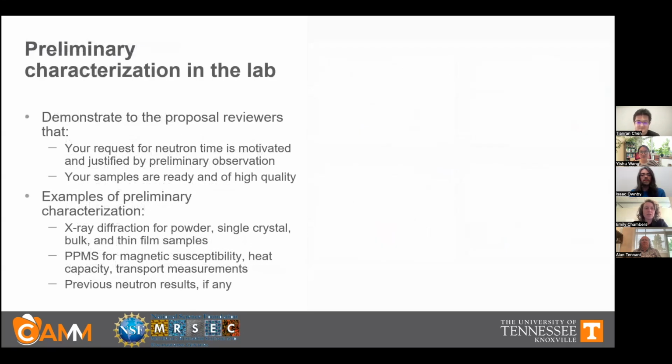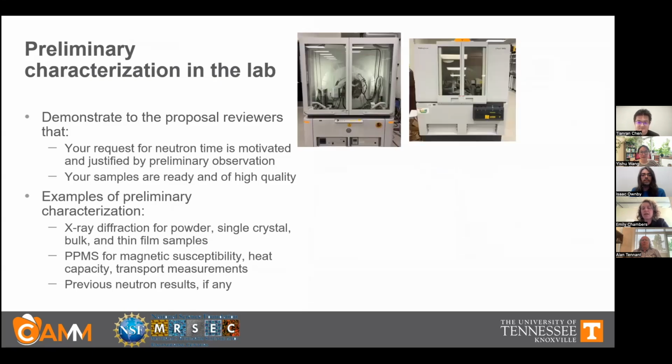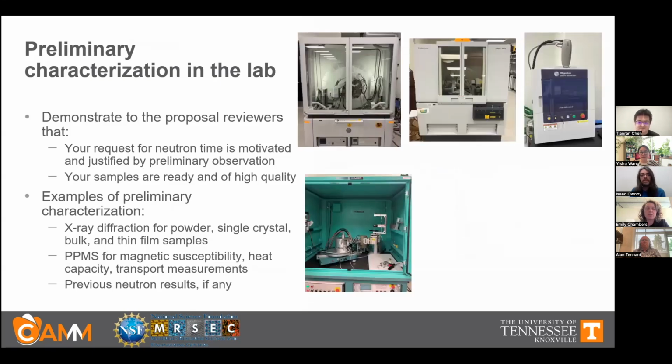Firstly, you'll want to start with some preliminary characterization in the lab. At IAM, we have several X-ray diffraction techniques that we can use. Here I've shown a powder X-ray diffractometer. We have one for thin films and also single crystal X-ray diffraction, and then also Laue XRD for single crystal alignment. The goal of the characterization of your samples is to demonstrate to the proposal reviewers that your request for neutron time is motivated and justified by your preliminary observations. And also you want to demonstrate that your samples are ready and that they're high quality.